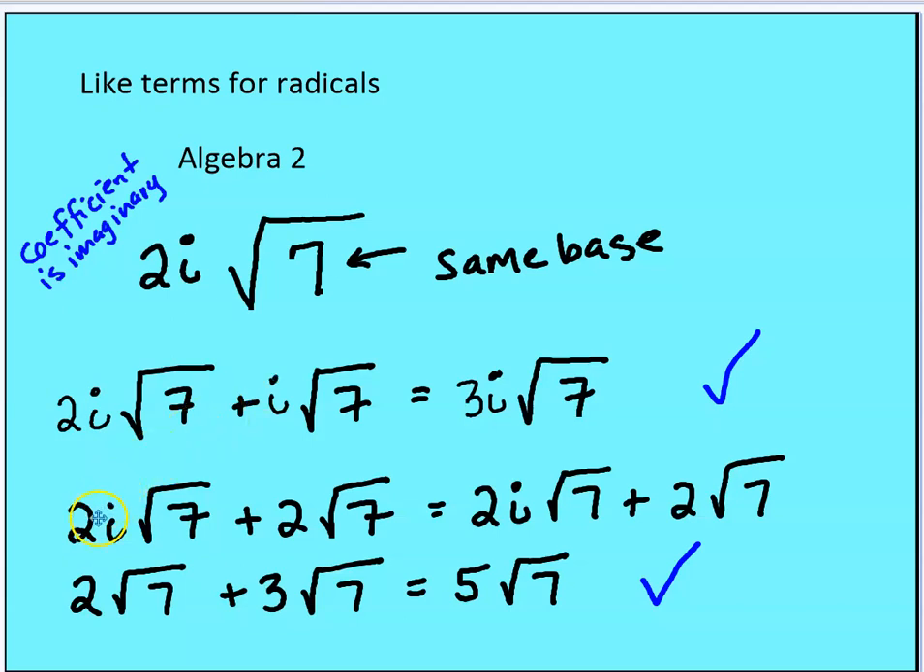All right, so 2i root 7 plus i root 7 is 3i root 7. 2i root 7 plus 2 root 7 is 2i root 7 plus 2 root 7. Right? I can't simplify this any further. And then I have no i values. 2 root 7 plus 3 root 7 is 5 root 7. You see, so if I'm adding imaginary numbers together, I can add those together. If I'm adding just real numbers together, I can add real numbers together, but I can't add and simplify an imaginary number to a real number.